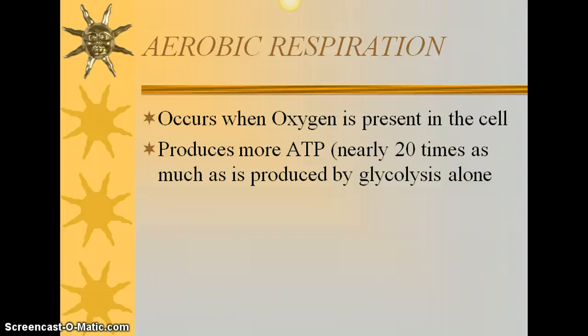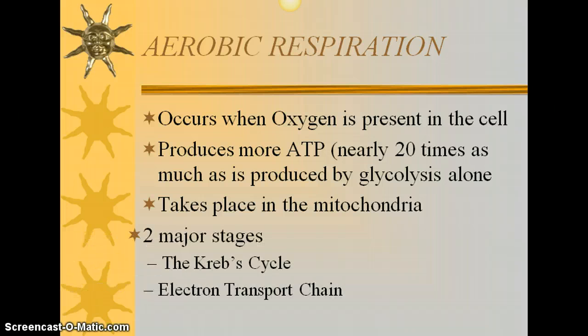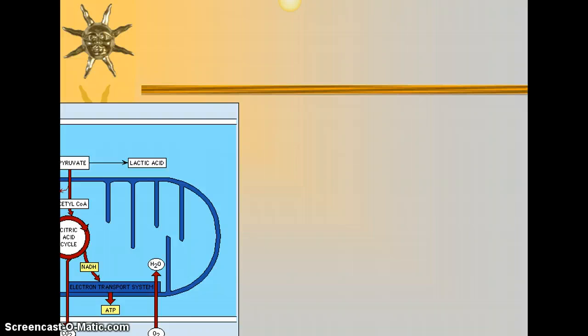In this one, it will produce more ATP, nearly 20 times as much as is produced by glycolysis alone. So glycolysis only really gives us 2 ATP. It uses 2, makes 4, so we really only get 2 out of it. In this process, when we have oxygen present, we're going to make a whole lot of ATP. It does take place in the mitochondria, so you may want to write that in as a note. And there's 2 main stages: Krebs cycle and electron transport chain.